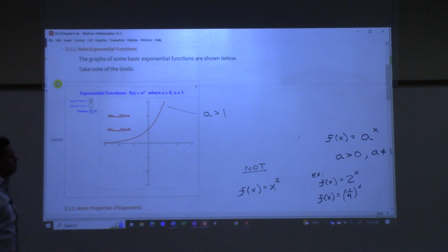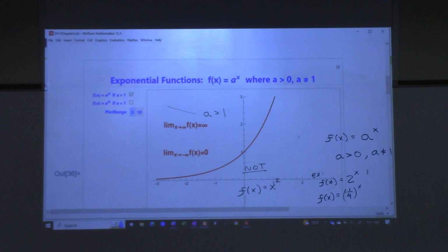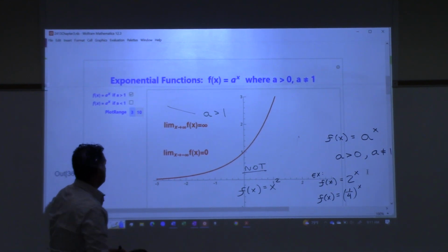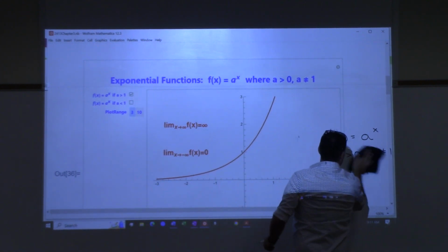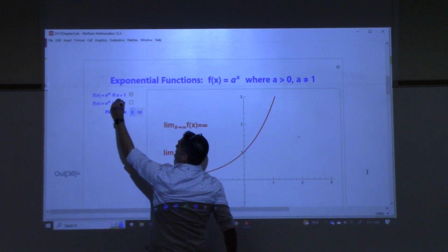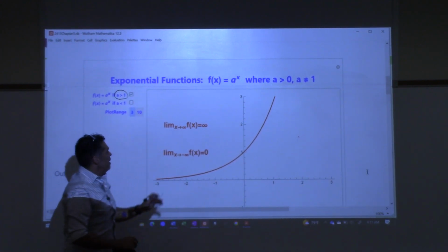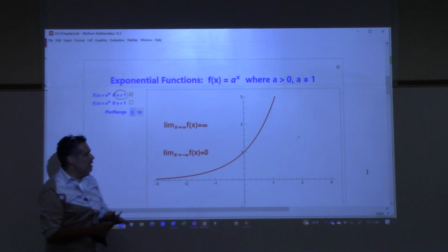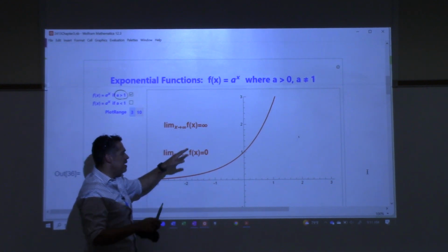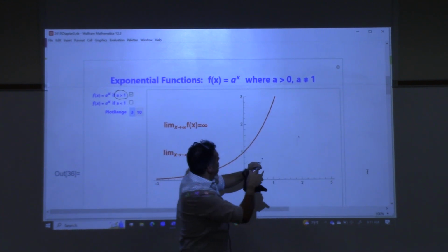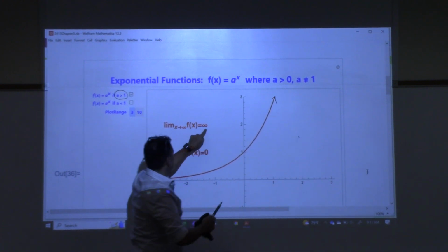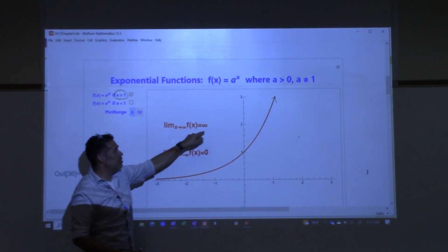The other thing to realize, let me zoom in so we can see this a little better. With a being bigger than 1, in terms of a limit, if I say what's the limit as x goes to infinity, I'm saying what does the function do as we go that way? Well, where does it go? Up to infinity, right? So does this limit make sense to you? That as x goes to infinity, the function goes to infinity?